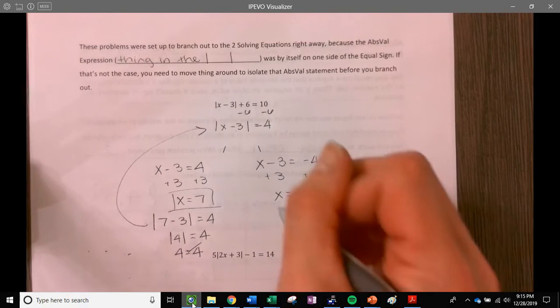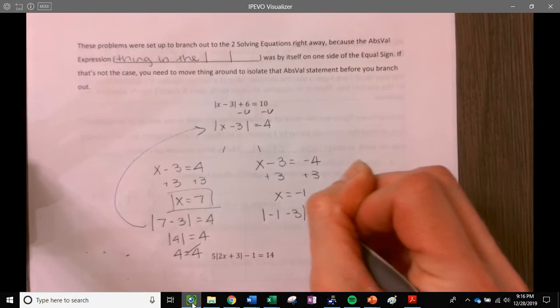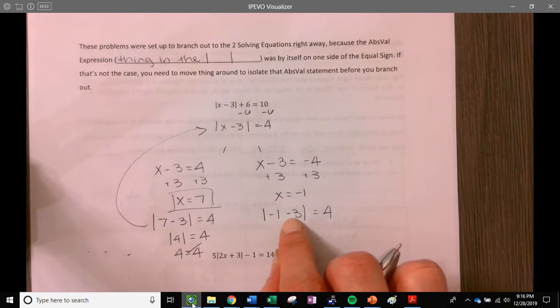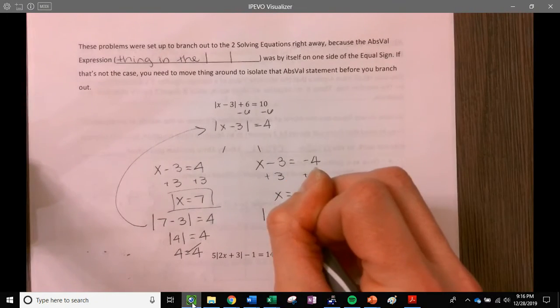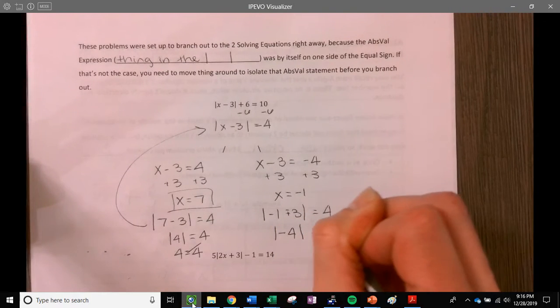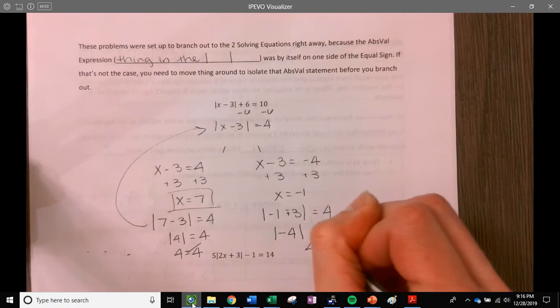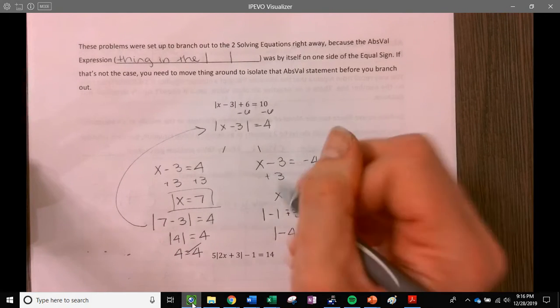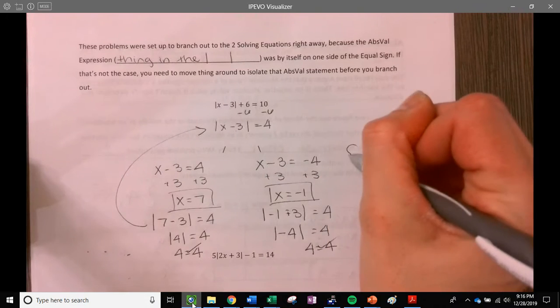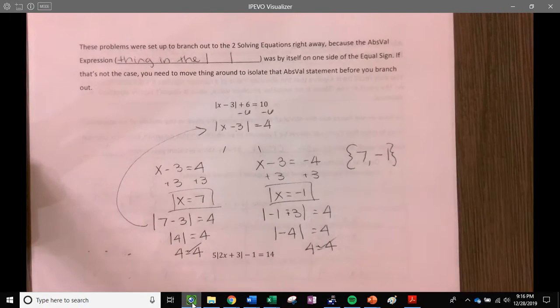And let's try with negative 1. The absolute value of negative 1 minus 3 equals 4. Well, negative 1 minus 3 is the same thing as saying negative 1 plus negative 3. That's going to give us negative 4 equals 4. We drop those brackets and anything negative becomes positive and we get 4 equals 4, and that works. So both of these are solutions. Our solution set, 7 and negative 1.